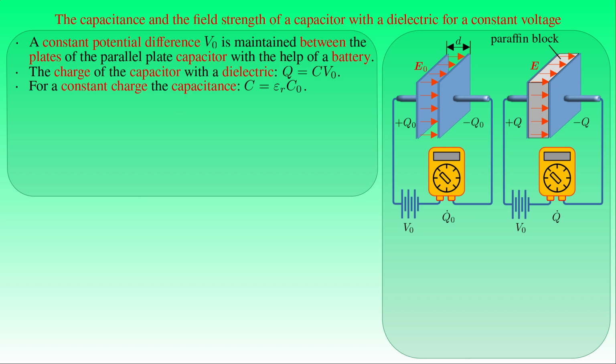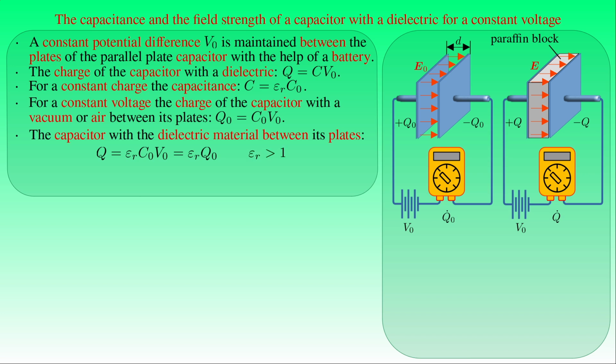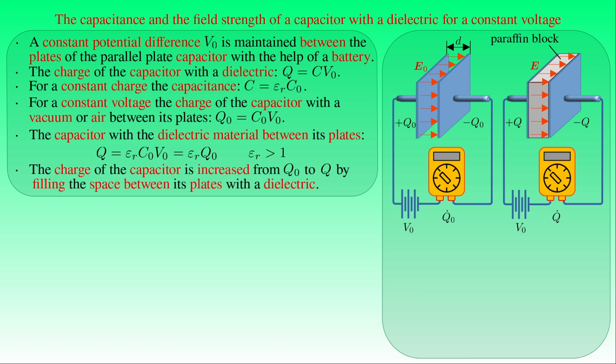For the capacitor with a vacuum or air between its plates the charge Q0 is given by the product of the capacitance C0 and the voltage V0, whereas we can express the capacitance C in the formula of the charge Q of the capacitor filled with a dielectric between its plates as the relative permittivity epsilon r of the dielectric, times the capacitance C0. Then the charge Q is equal to the relative permittivity epsilon r times the charge Q0, where epsilon r is greater than 1. This formula shows that the charge of the capacitor increases from Q0 to Q by filling the space between its plates with an insulating material. The measurements in the experiment confirm this result.